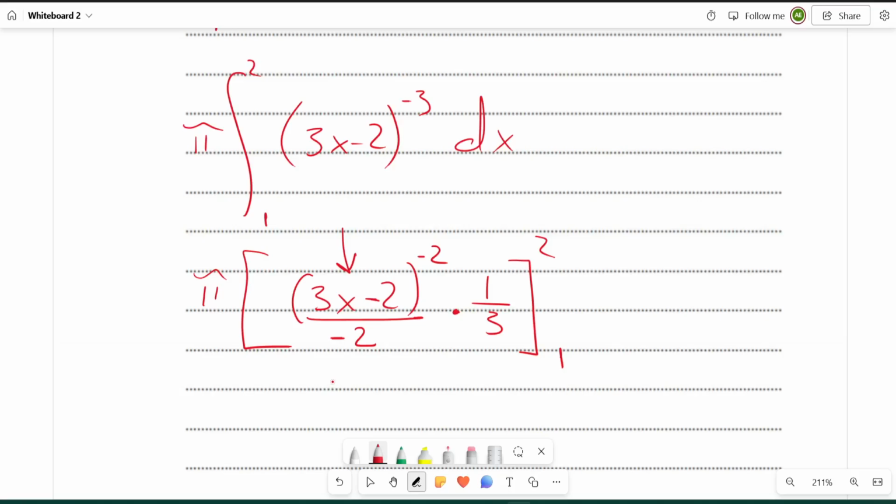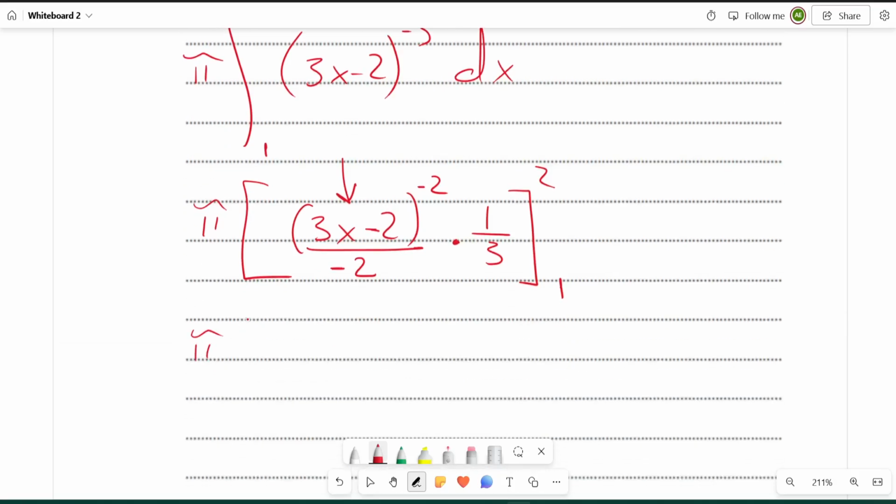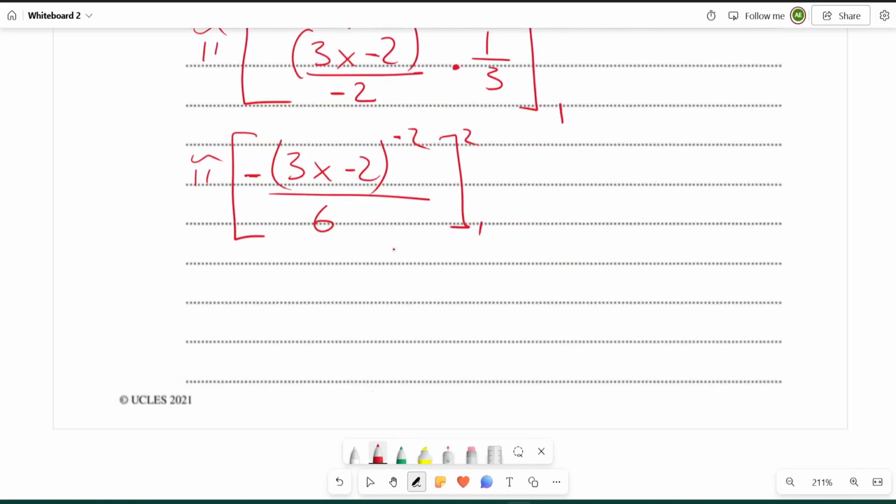And we evaluate this from 1 to 2. So this is equal to pi into (3x minus 2) to the power negative 2, over negative 2 times 3, which is basically 6, evaluated from 1 to 2. That is our expression right here. So it's pi into negative 3. I'm going to substitute the upper bound first.